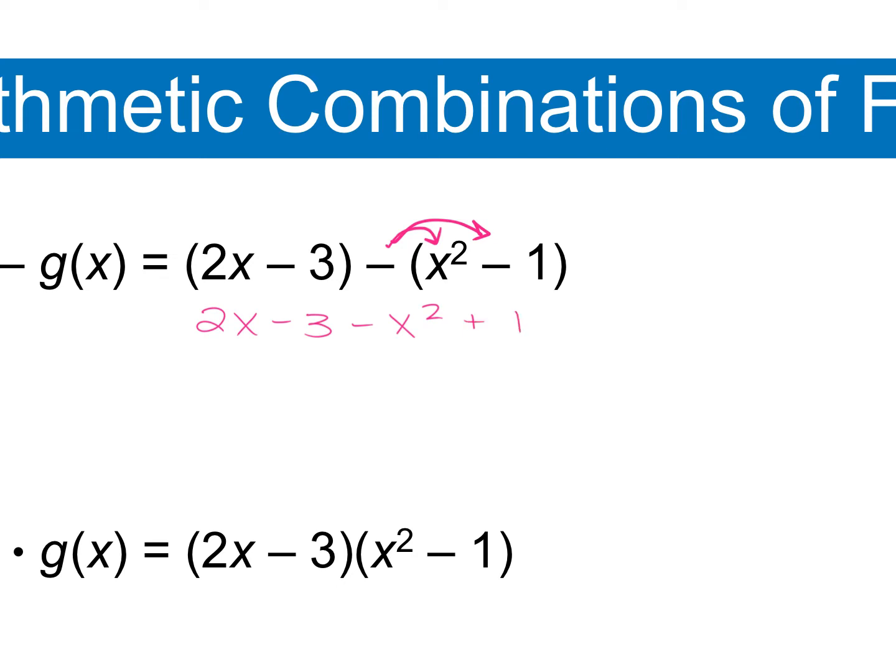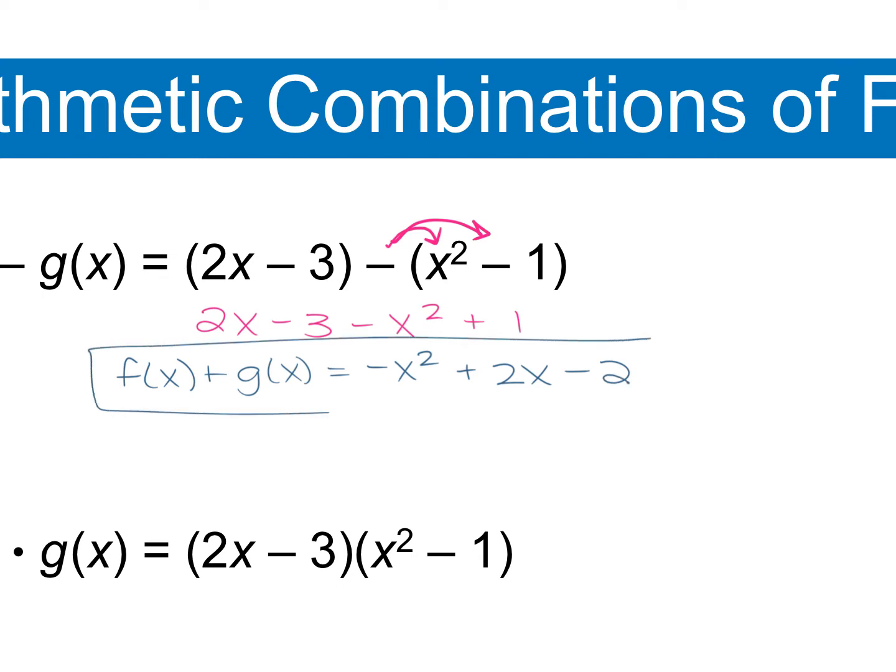So again, just rewrite this in standard form, combine your like terms, and that gives you f of x minus g of x is equal to negative x squared plus 2x minus 2. So this is just supposed to be a minus.